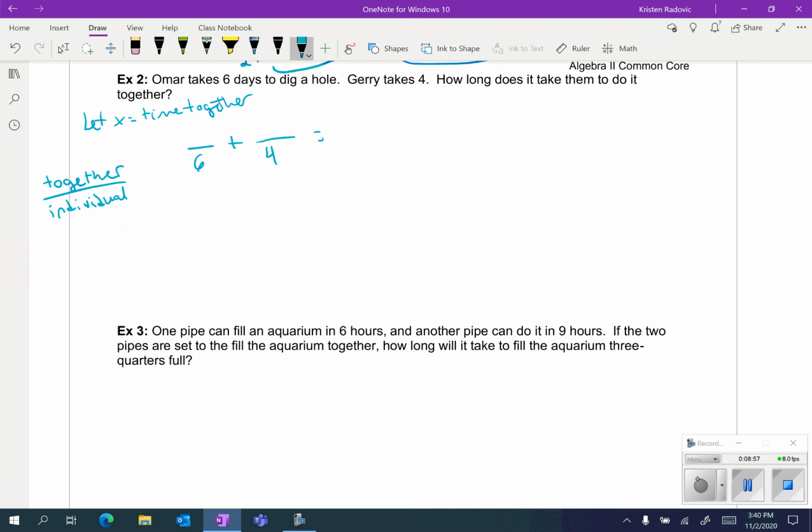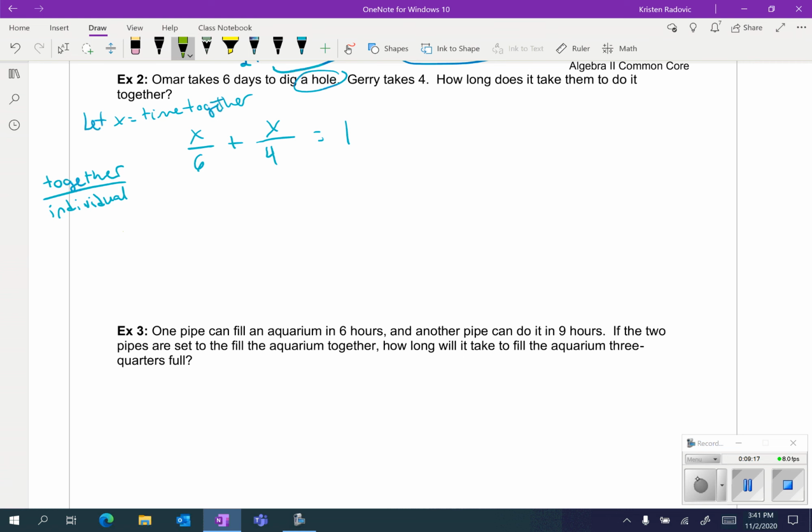So their time together we're trying to figure out. It is unknown, so we're writing x in the numerator. And then we're equal to how many holes we're actually digging. And in this case, we are digging 1 hole. Right? We only talked about 1 hole, didn't say 2 holes.